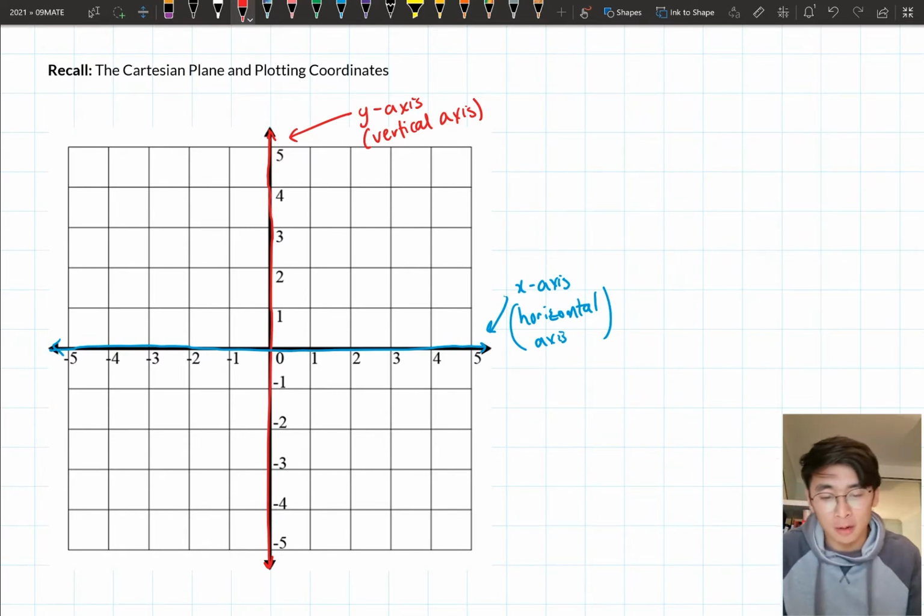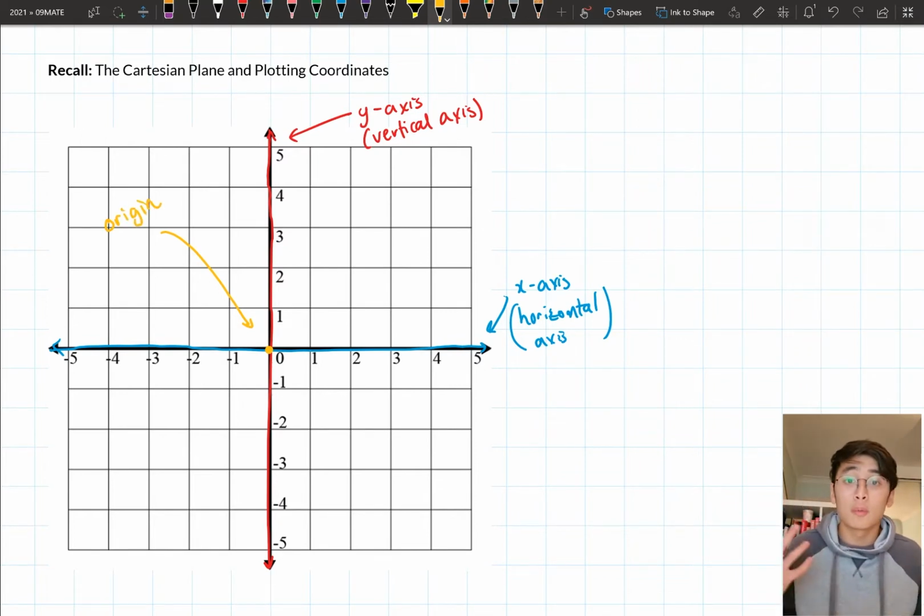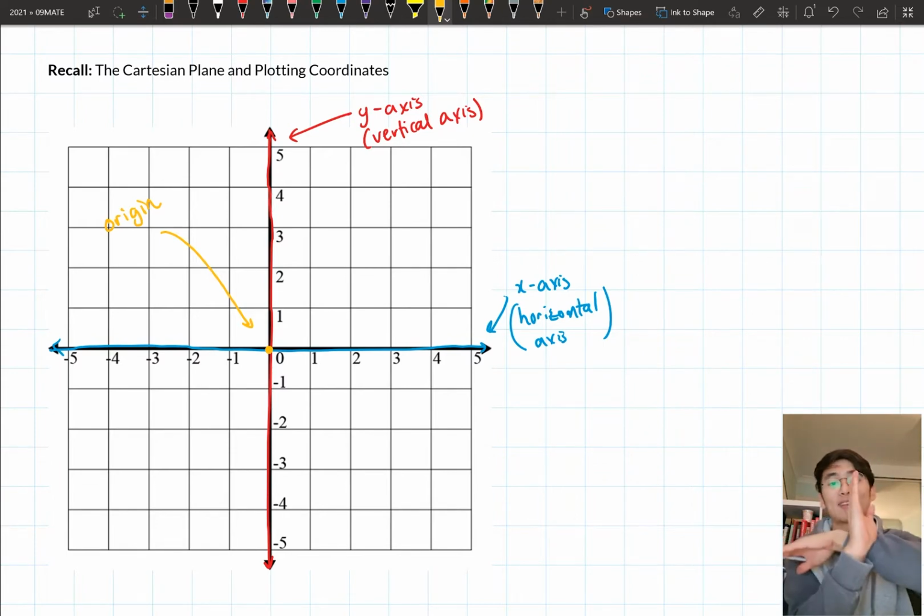And there's also one more point I'd like to add usually. This point in the middle has a special name. This is called the origin. It's where the two plane axes meet. It's where your x-axis and your y-axis meet down in the middle. So this is called our origin.